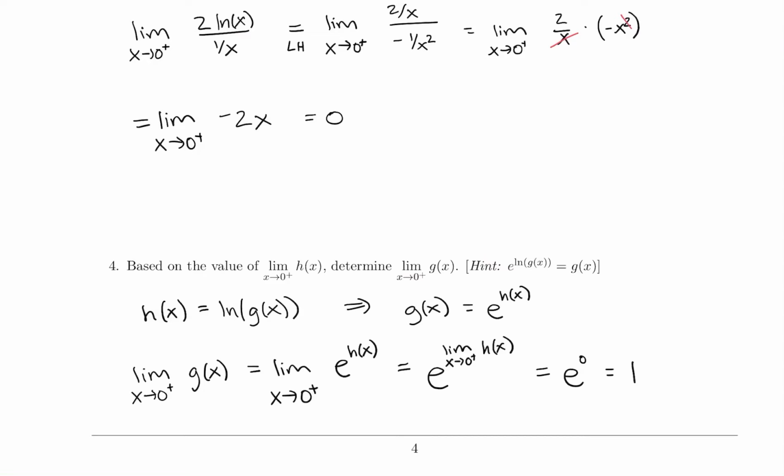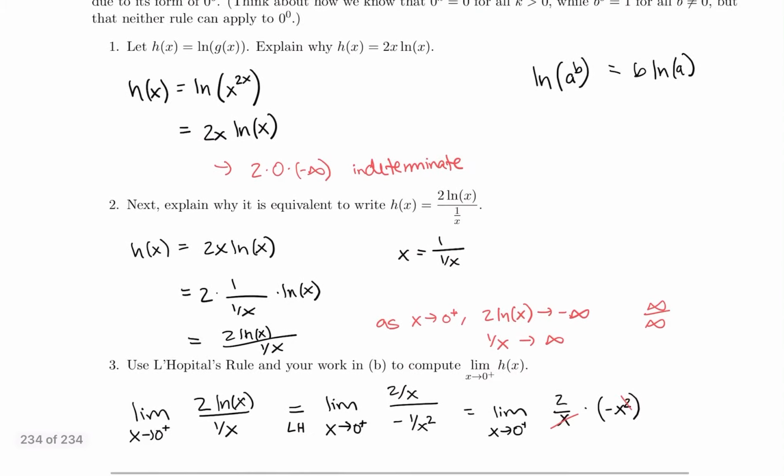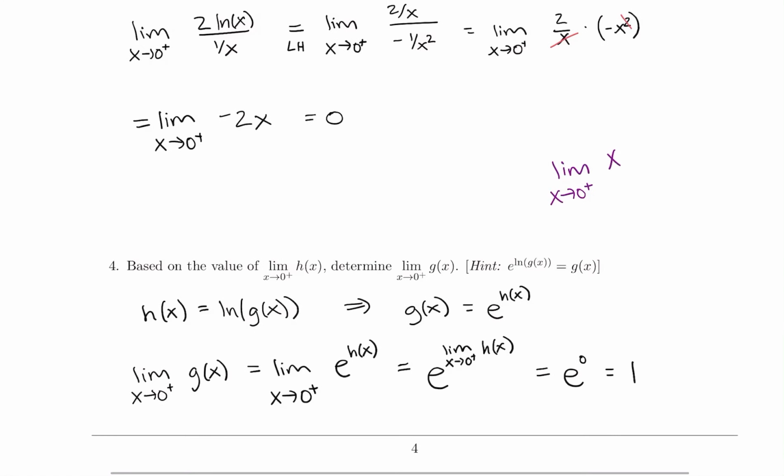So this says that the limit as x approaches 0 from the right of x to the 2x, which had this indeterminate form 0 to the 0, but we were able to use L'Hopital's rule and analyze it more, is actually equal to 1.